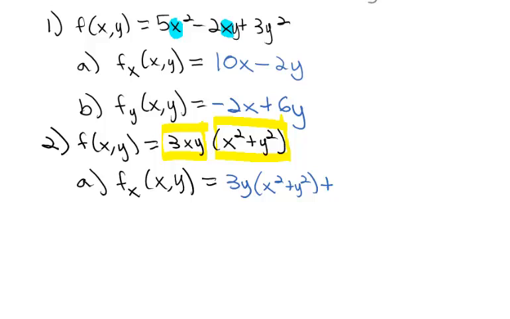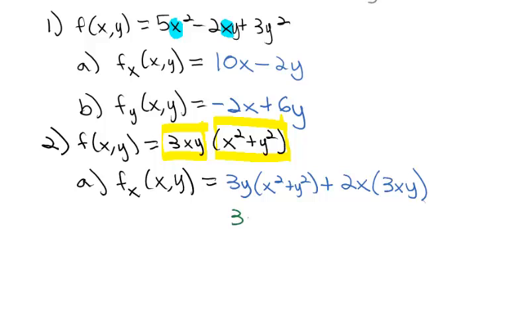In the second factor, we want to treat x like the variable. The derivative of x squared is 2x. Y squared, since there's no x's there, goes to 0, times the first, 3xy. Same product rule, the derivative of the first times the second, plus the derivative of the second times the first. We're just treating the opposite variable like a constant.